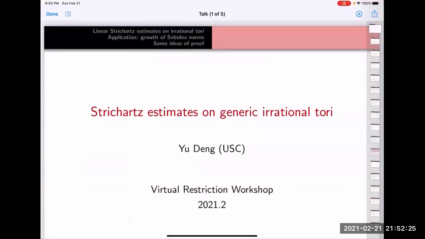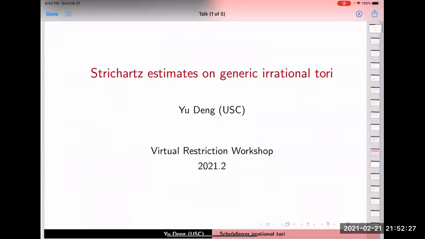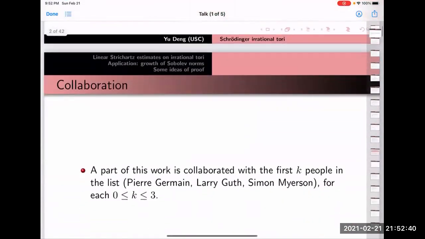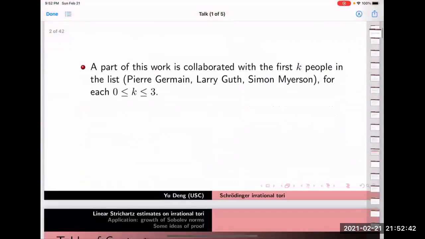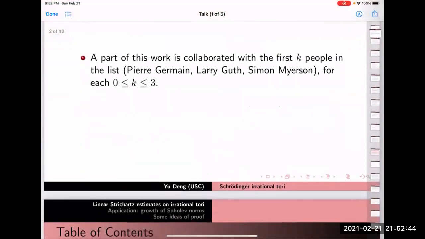Okay, so this is Deng from University of Southern California, and today I'm going to talk about the Strichartz estimates on generic irrational tori. This work contains a few results, and these are joint with Pierre Germain, Larry Guth, and Simon Myerson.